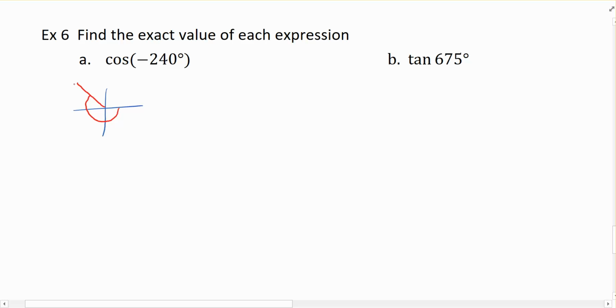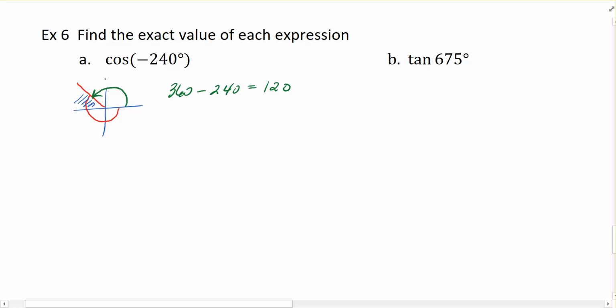So what I want to know is, what is this value in here? And I can figure that out by finding an angle that's coterminal with negative 240 that's positive. So what is coterminal with negative 240? We've done that before. We know that 360 minus the 240 is going to give me 120 degrees. So I've rotated 120 degrees in the positive direction.